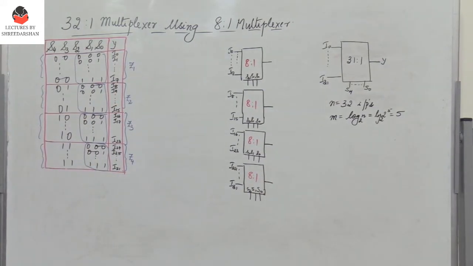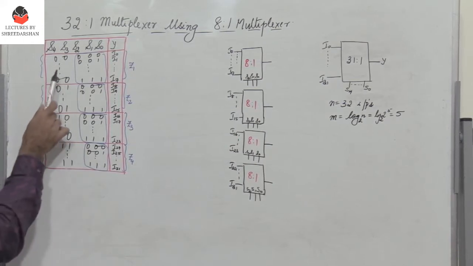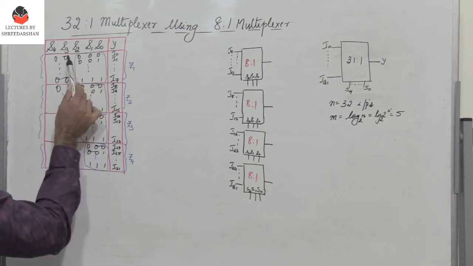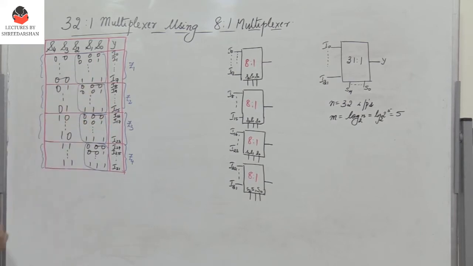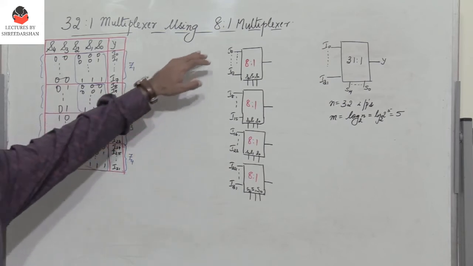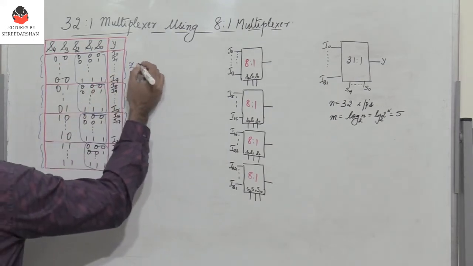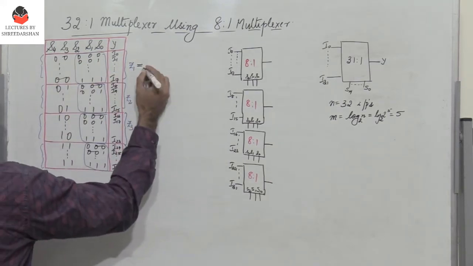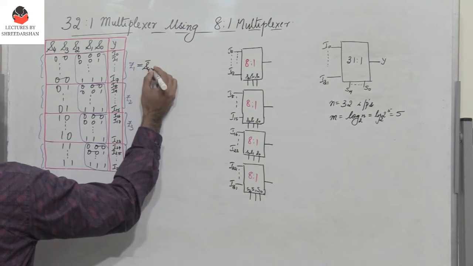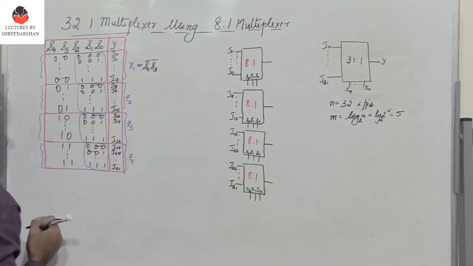So now what happens? Let's assume that I have any one of these 8 combinations, the first 8 combinations. For the first 8 combinations, which mux should be enabled? So for any one of these 8 combinations, I identify that S3 and S4 is 0, 0. So for Z1, S3 is 0, S4 is 0. So it has to be S4 bar, S3 bar, isn't it?